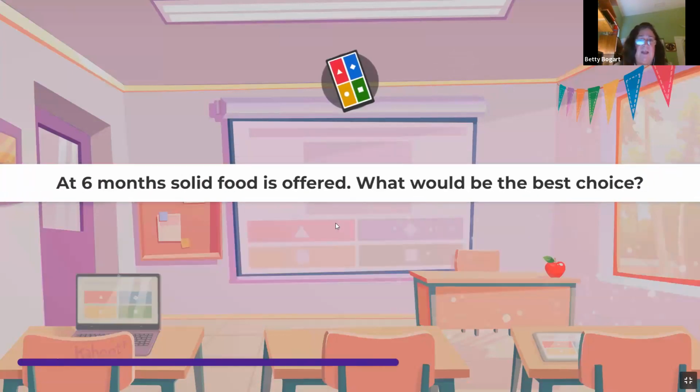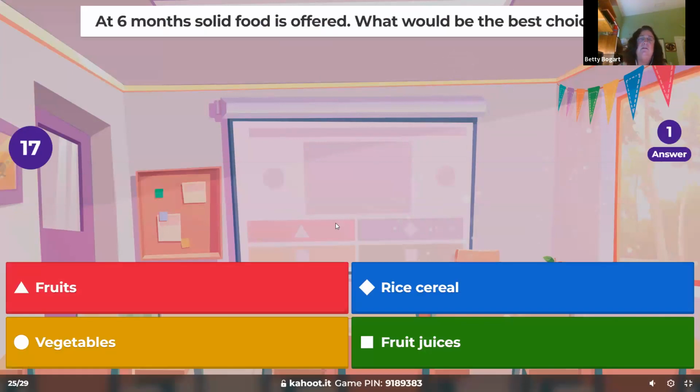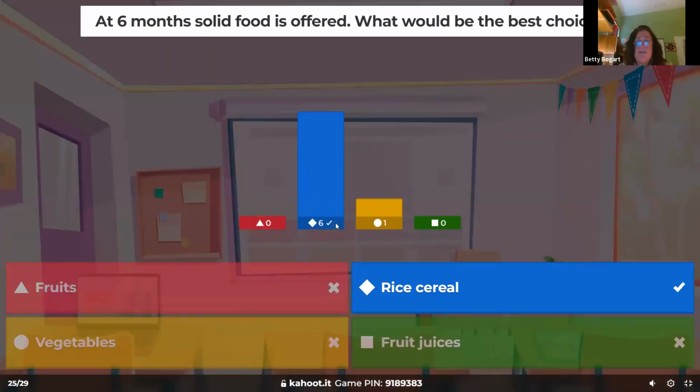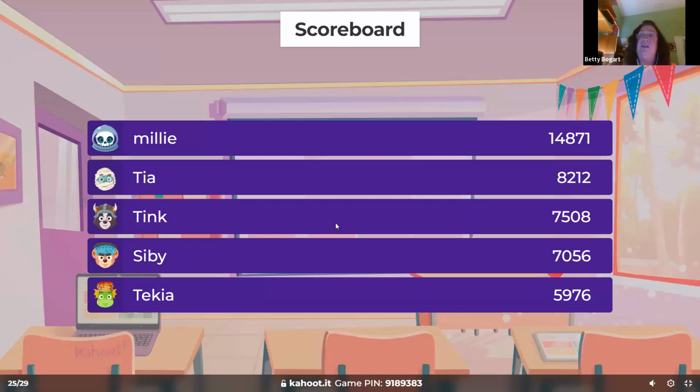At 6 months, solid food is offered. What would be the best choice? Rice cereal, because it's really the less allergenic of all the foods. This is the best one to start with because there's less chance of allergies.